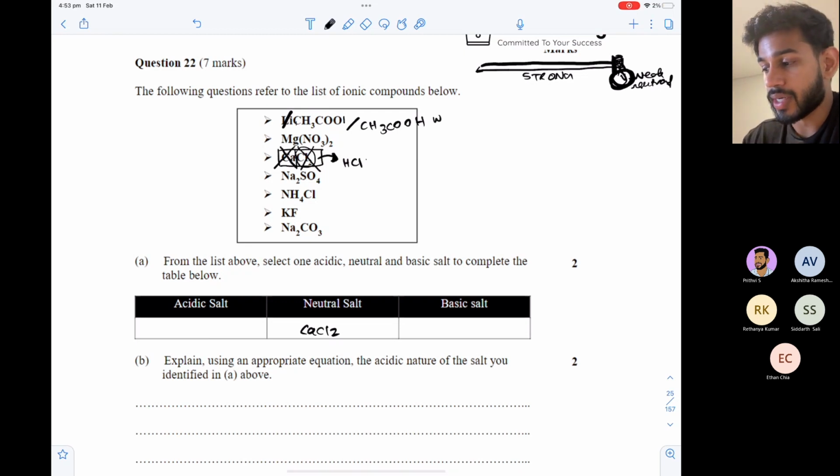CH3COOH. This is a weak acid. Now, again, using this progress bar, a weak acid only ionizes partly. Weak. There's still 50% of our progress bar left. The conjugate of a weak is weak.